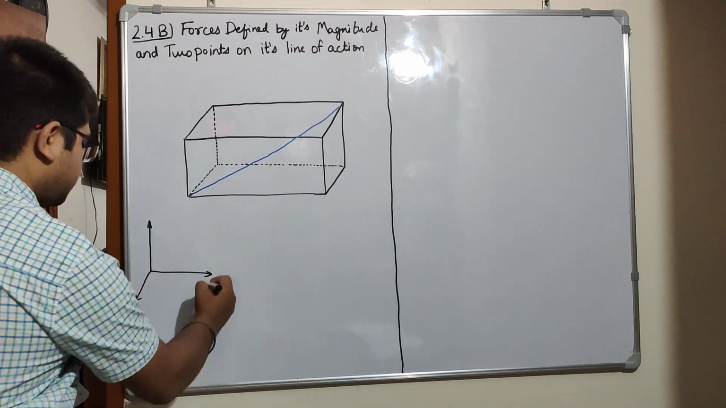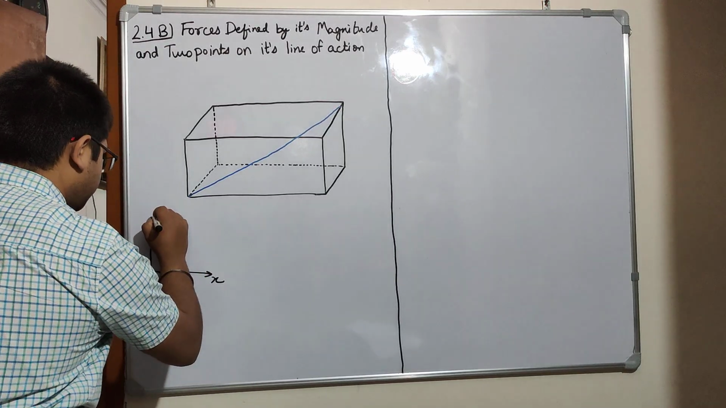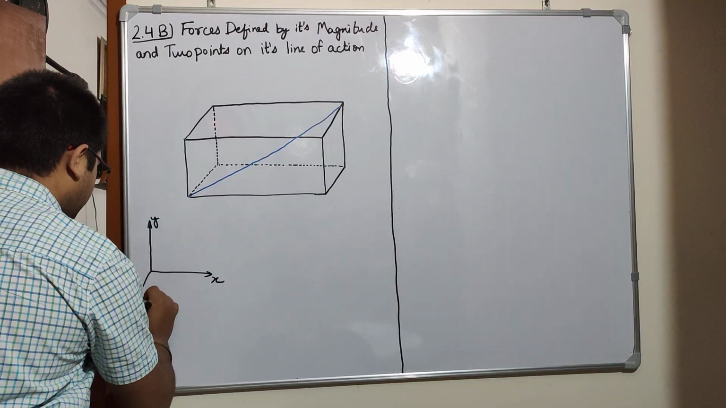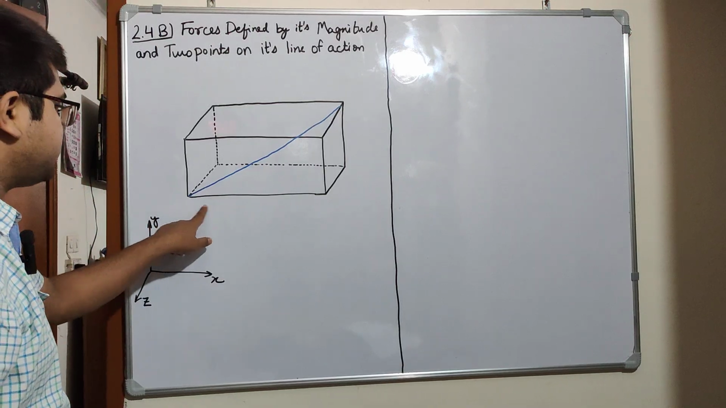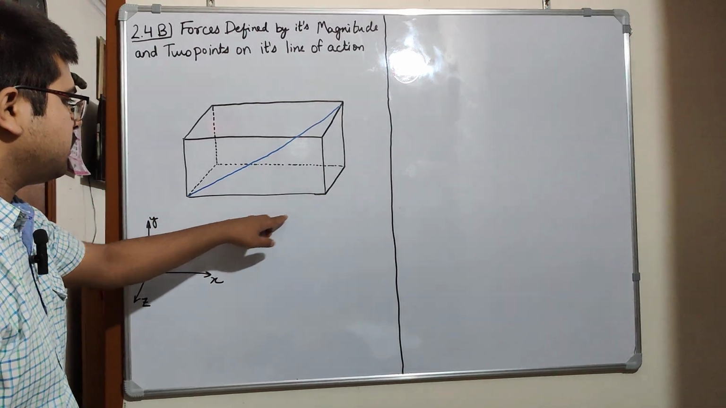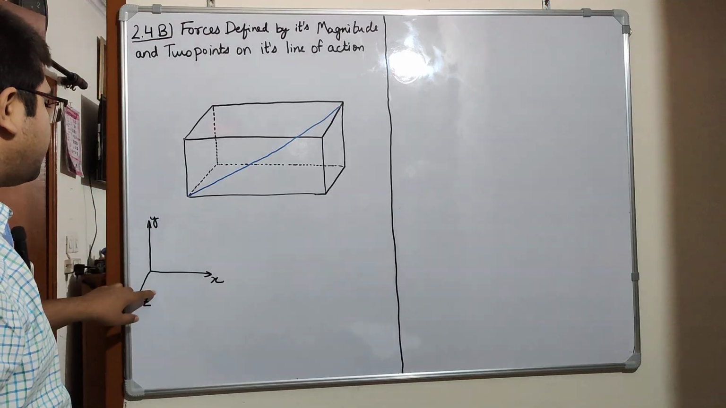This is our x, this is our y, and this is our z-axis. Now I have made a box parallel to the x-axis. The x-axis line is here, the y-axis is here, and the z-axis is here.